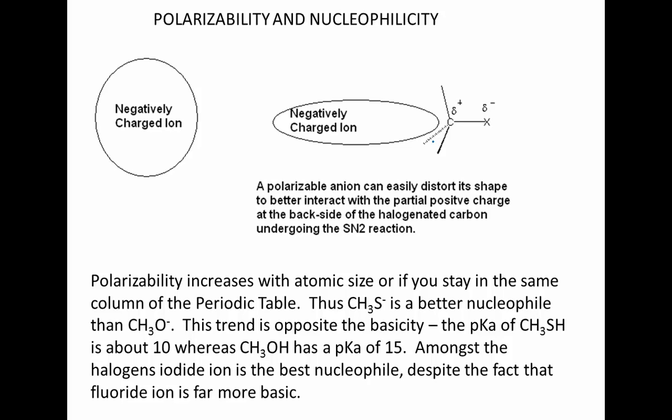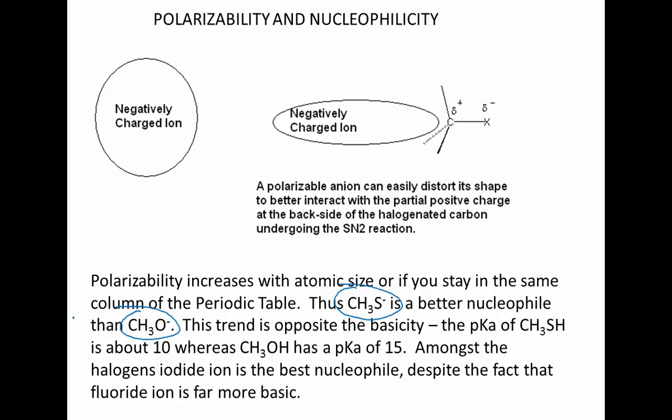Okay. All right. So here we see that a classic comparison is thiolate versus alkoxide. Thiolate is the better nucleophile, and this trend is opposite to basicity. Remember, the pKa of a thiol is about 10, whereas the pKa of methanol is about 15. So the alkoxide is actually the stronger base, but the thiolate is actually the better nucleophile. So here's a case where nucleophilicity does not equal basicity. They're working in opposite directions.